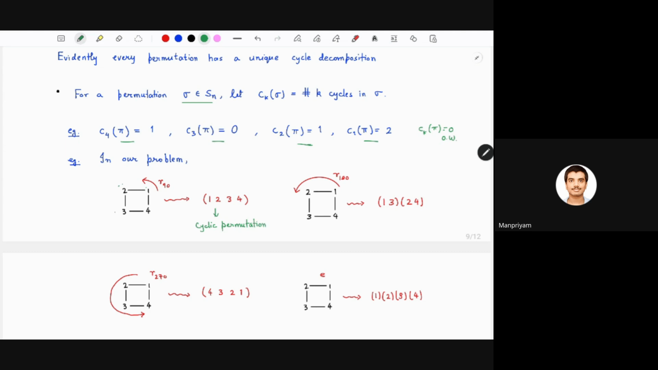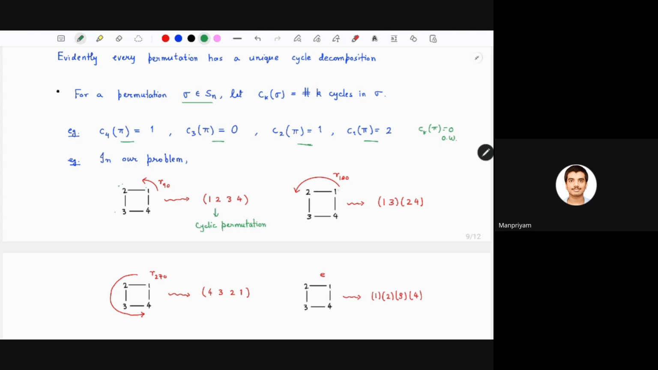You get a cyclic permutation like this. Similarly, if you rotate by 270 degrees, it's the same as rotating the other way. So 4 goes to 3, 3 goes to 2, 2 goes to 1, and 1 goes to 4. Okay. And what about the others?